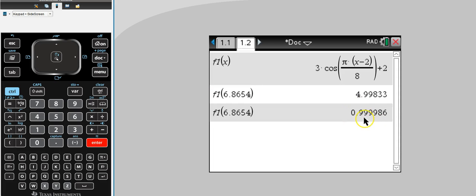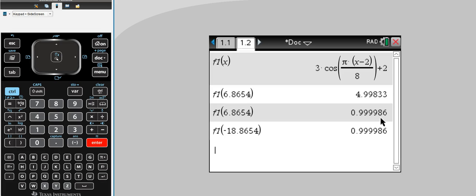That gives me 1. Now notice it's 0.9999986. I rounded this number, so it's going to give me a number very close to 1. That's good enough. I'll do another one. One of my other solutions was negative 18.8654. See, that gives me another number close to 1. So that's another thing I can do.